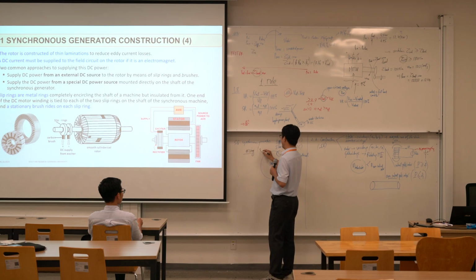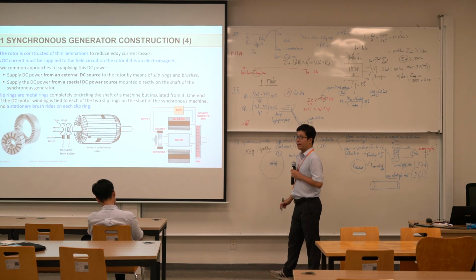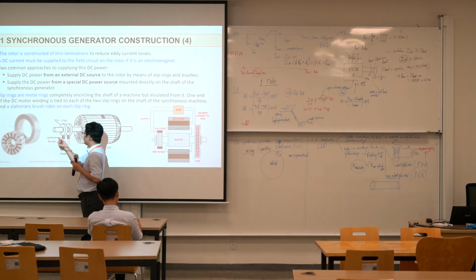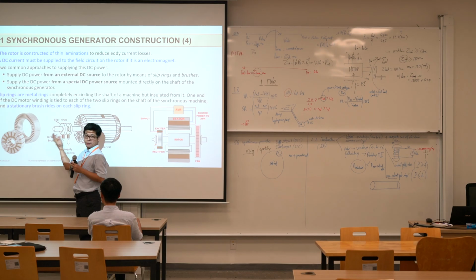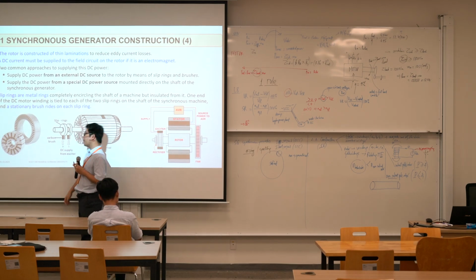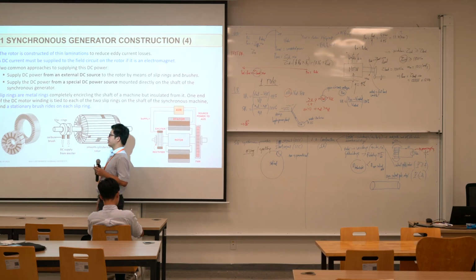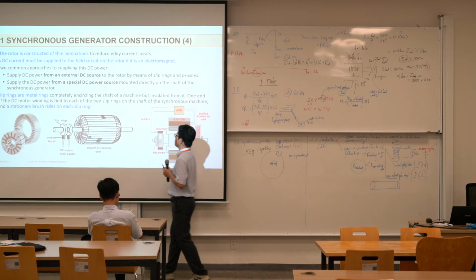Or we say sparking. And sometimes we get corrosion here. That means the brushes will be damaged after some time of use. So we think about it: we remove the slip ring, we remove the brushes, and we use this configuration.